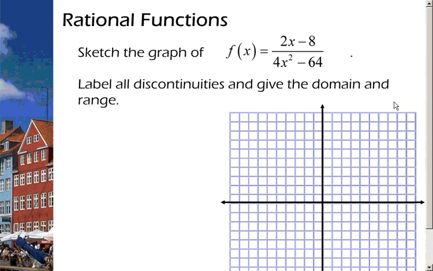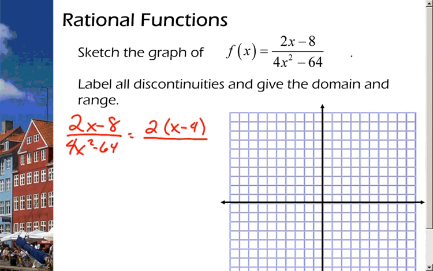Here we're supposed to sketch the graph of f of x is equal to 2x minus 8 over 4x squared minus 64. Label all discontinuities, give the domain and range. First things first, remember we need to factor this out. Always go after your greatest common factors first. So I have 2x minus 8, 4x squared minus 64. So I can pull a 2 out of the top and a 4 out of the bottom. And then from there you should be able to factor out the bottom some more.